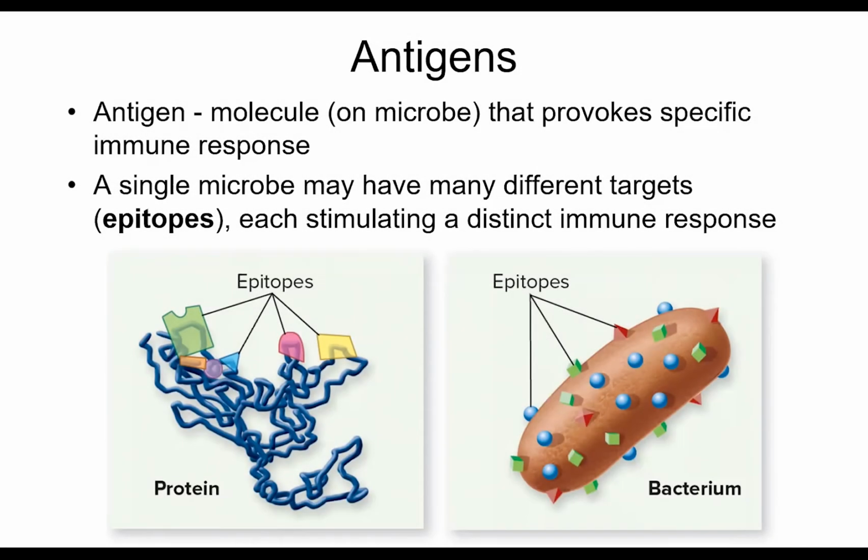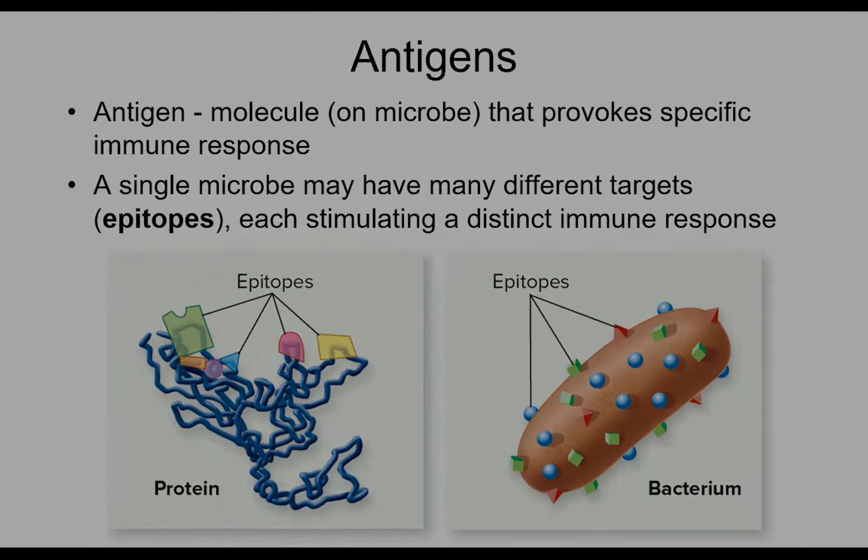An antigen is a molecule that provokes a specific immune response. A single protein may have many different antigenic determinants or epitopes, and each can stimulate a distinct immune response. And antigen epitopes are what B and T cells respond to.